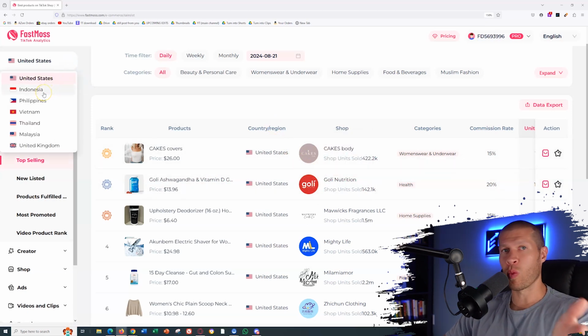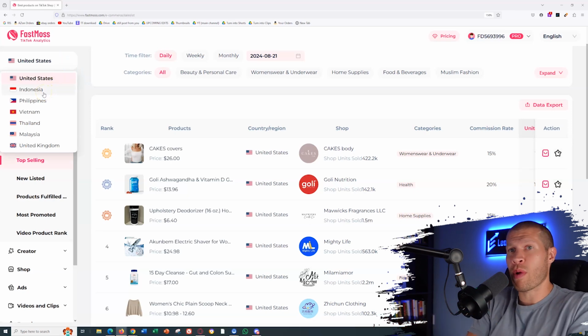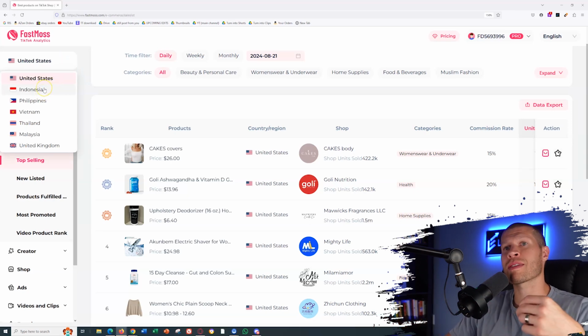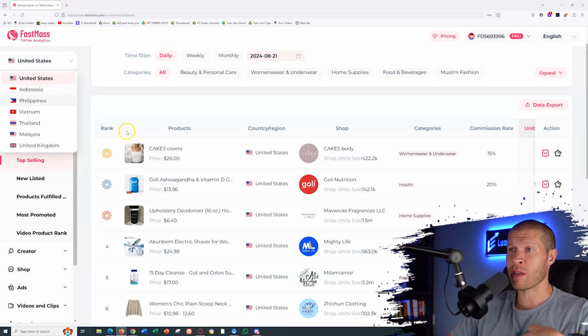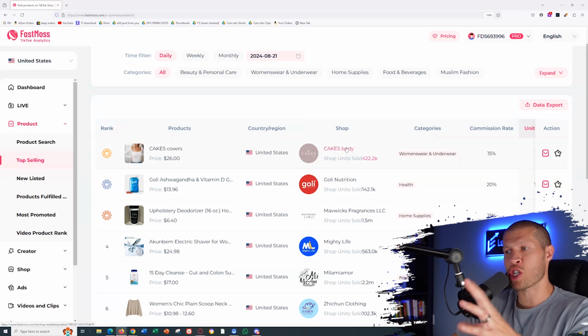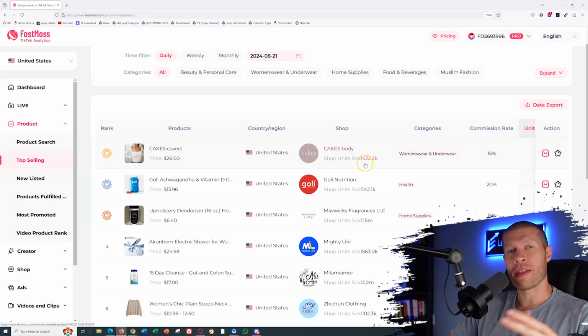So obviously, depending on which TikTok Shop you're selling or promoting products in, you're going to want to make sure that that's chosen up here on the left. I'm in the United States. It's also going to tell you the shop that's responsible for selling that product and how many units sold that shop's actually done. The category and the commission rate.